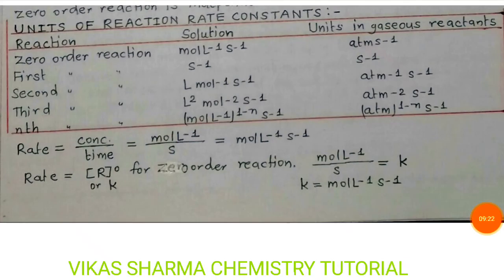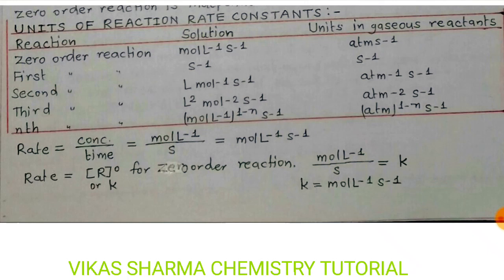Student, in a table, the units of the reaction rate constant are given. If the reaction is a zero order reaction, independent of the concentration of a reactant, the unit is mole per liter per second, or for a gaseous reactant, atm per second. Student, if a chemical reaction is first order, meaning the reactant has power 1, the unit is per second, and for gaseous reactants it is always the same, per second.